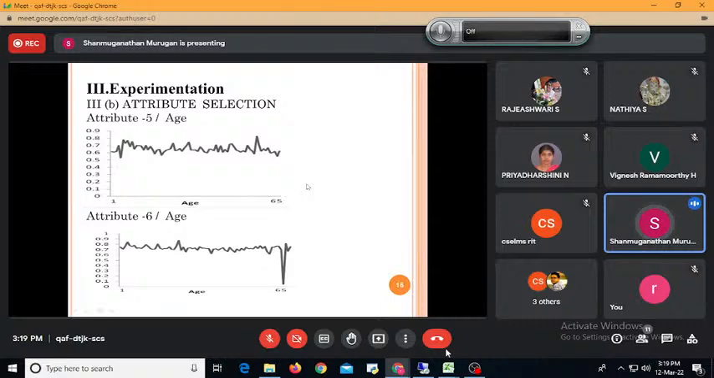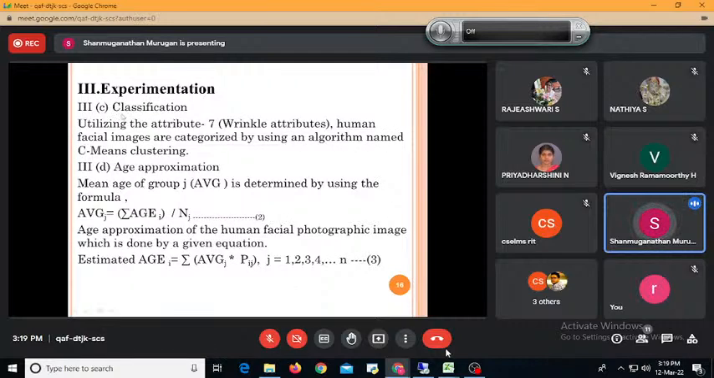Then attribute 5 will be somewhat appreciable. The result will be like this, somewhat derived result. Attribute 6 also varies slightly. So for classification, utilizing attribute 7, the wrinkle attributes, human facial images are categorized by using an algorithm named C-means clustering. So hopefully we are getting somewhat good results.